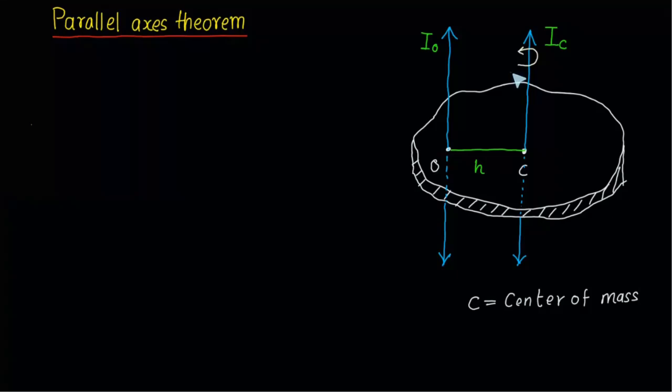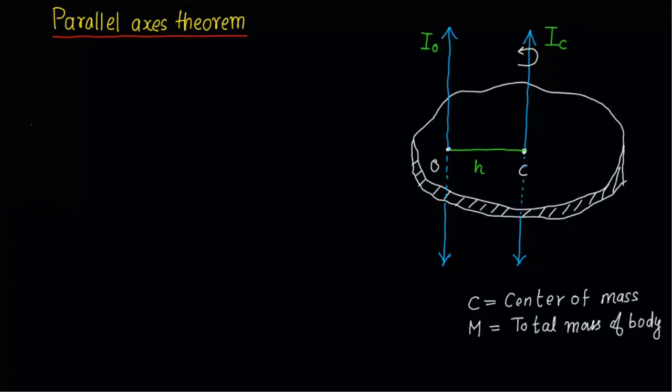Now we have to find the relationship between the moment of inertia of this body about this axis, that is IO, and the moment of inertia of the same body about an axis passing through the center of mass of the body. So this relationship we have to find. It means we have to find the relationship between IO and IC. Let me say that the mass of the entire body is m. So m is the total mass of the body.